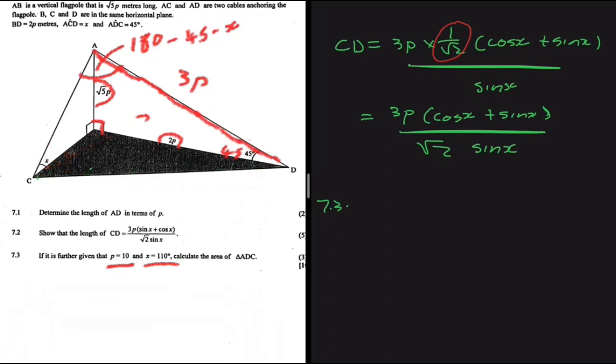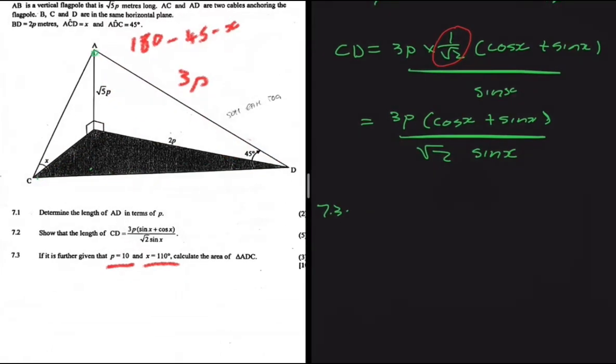Let me just erase a few things so that we can have a bit of clarity here. So we want triangle ADC. We are interested in triangle ADC, right? So when we want to find the area of a triangle, we say half side 1, side 2, and then sine of the angle the two sides sandwich, right?